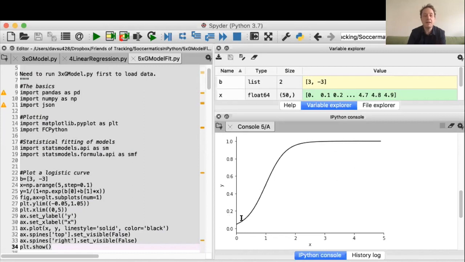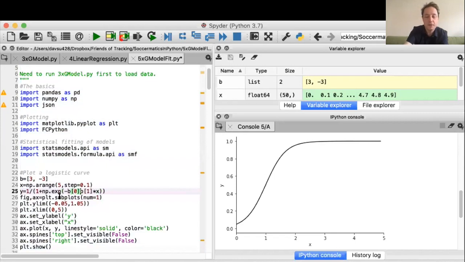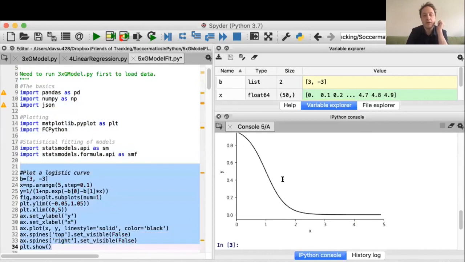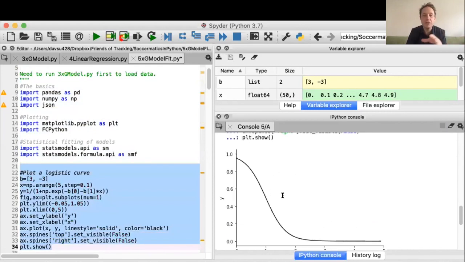We can actually make it decrease with one of the variables by just putting a minus into this function here instead, and it will decrease in the same way. So you can have an increasing relationship or you can have a decreasing relationship.